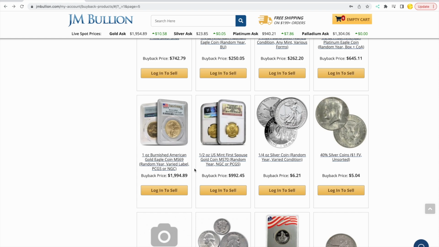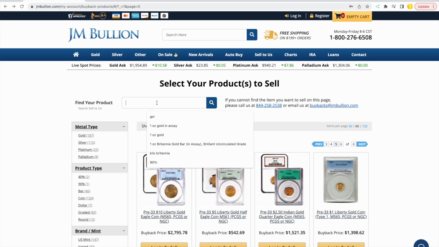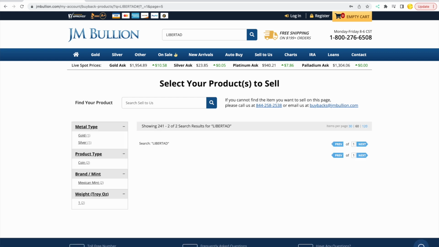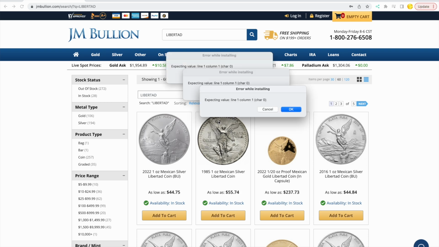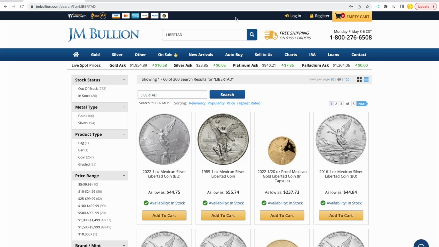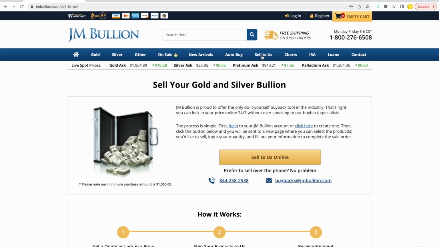Something like a Libertad. Let's check out what they're paying for Libertads, because those are very popular and command a high premium. No, they're not buying them. Okay, they're not paying the high premiums on Libertads. What are they selling them for? I'm sure they're charging a high premium. So here they're selling the Libertads for 44.75, but they are not buying the Libertads. Isn't that interesting? Let's try that again.